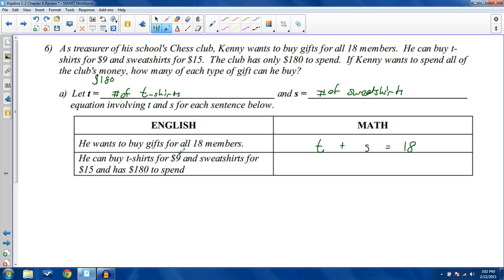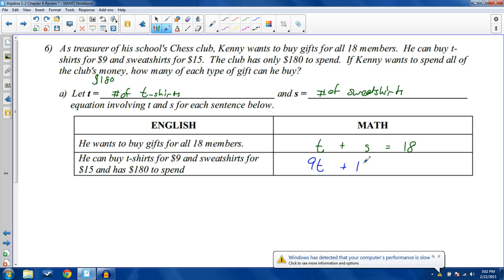He can buy t-shirts for $9 and sweatshirts for $15 and has $180 to spend. I want to see if you can go with me on this one now that I've established that other thing. $9 per t-shirt times the number of t-shirts bought, right? T is the number of t-shirts, gives you dollars. This is money. If you bought 10 t-shirts, you spent $90, 9 times 10.